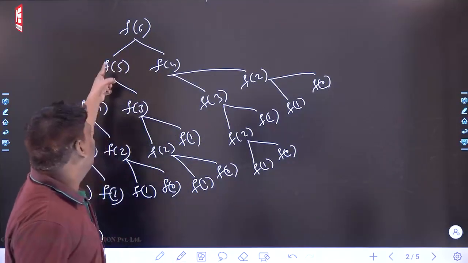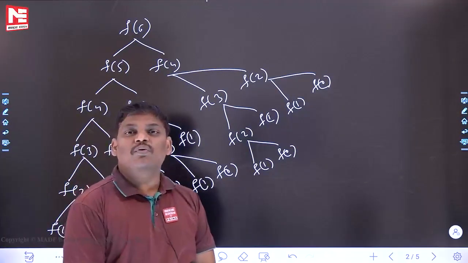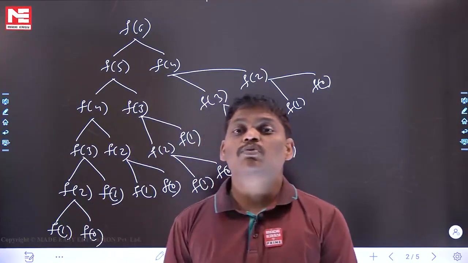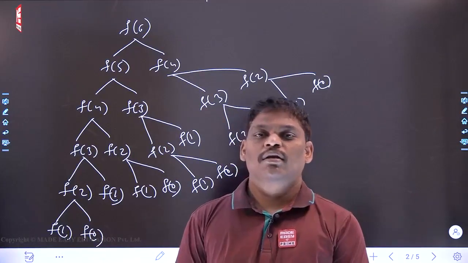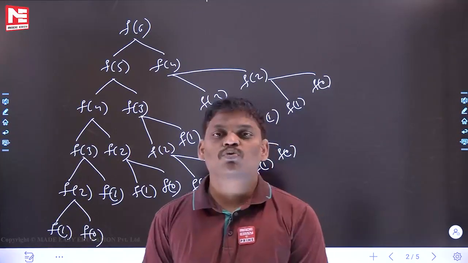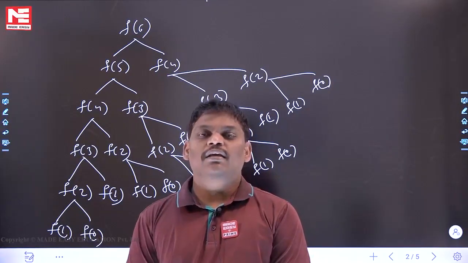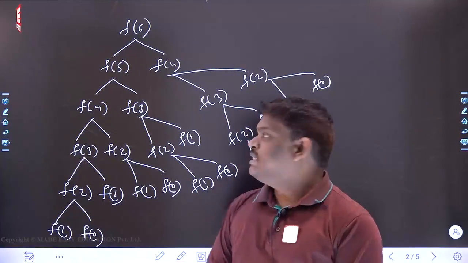See this, binary, 2 people. Here also 2. What is the binary tree definition? Every node contains maximum 2 children, not exactly 2 children. Maybe 0 children, maybe 1 child, maybe 2, maximum 2 children. In the given tree, everyone contains maximum 2 children, so it is going to be a binary tree. It is a binary tree.